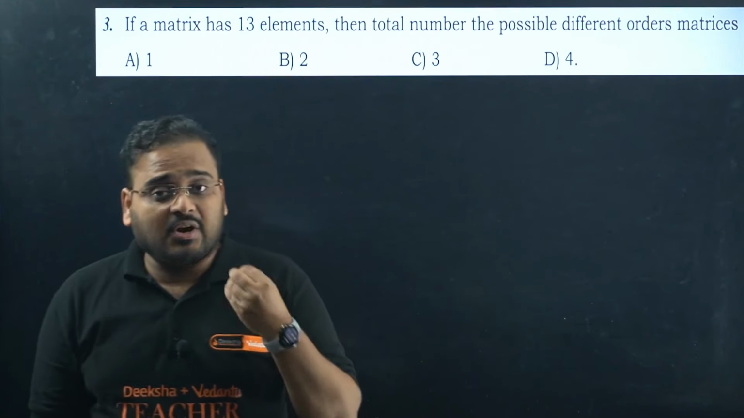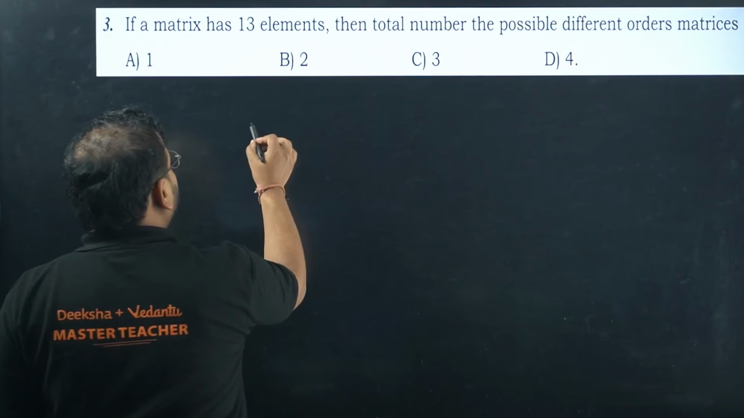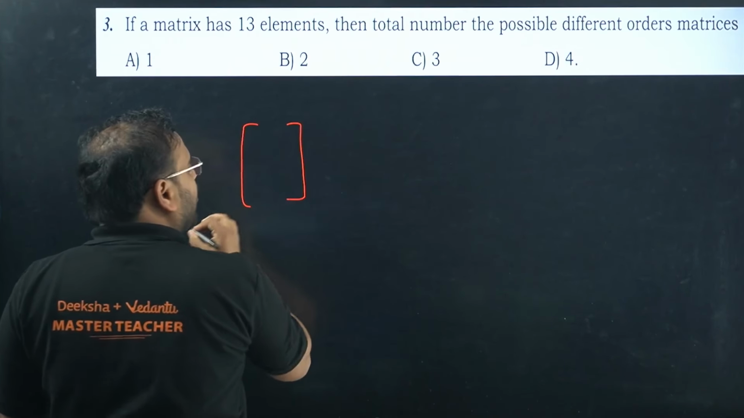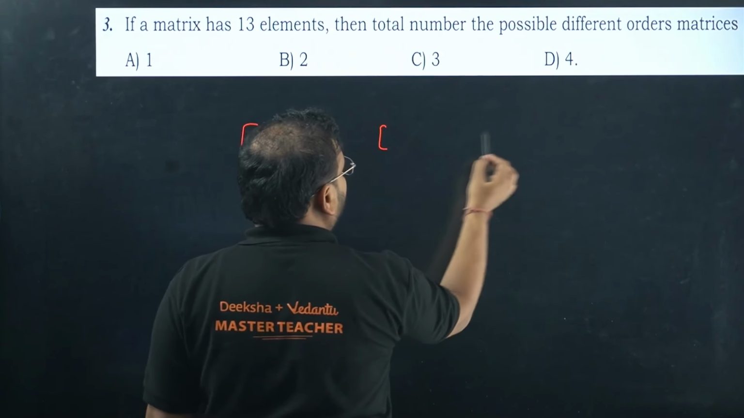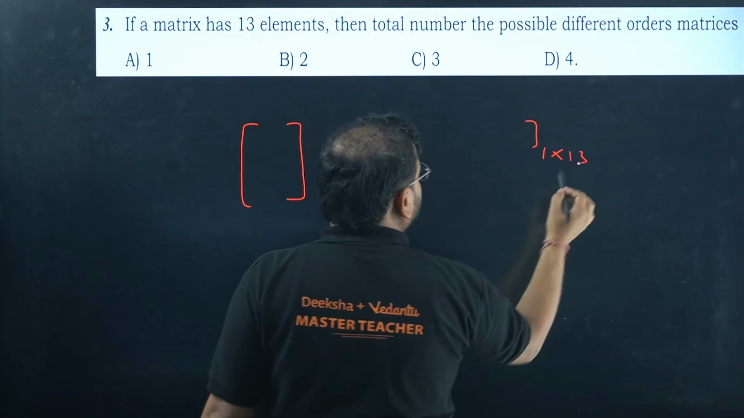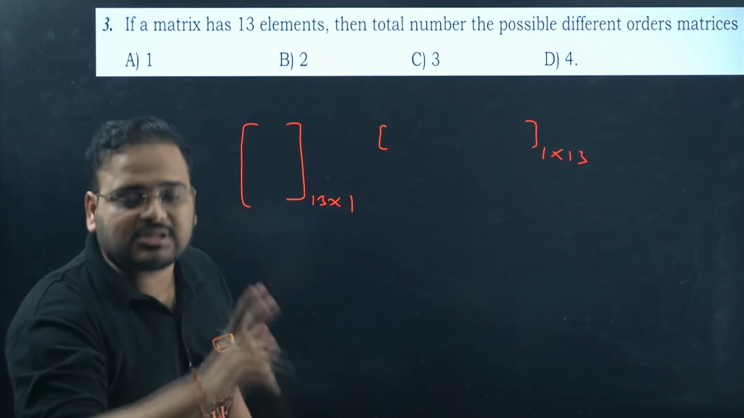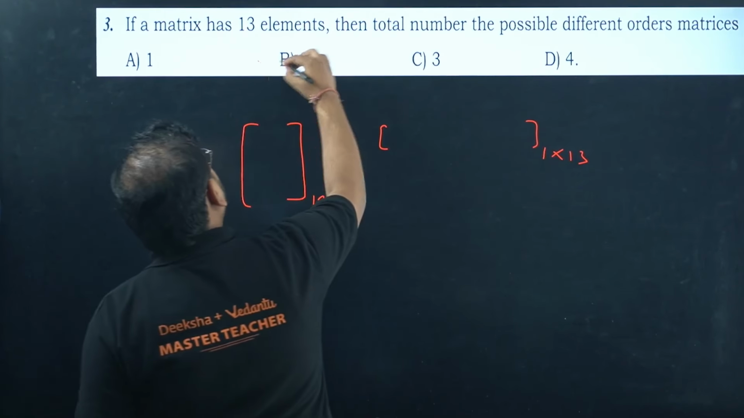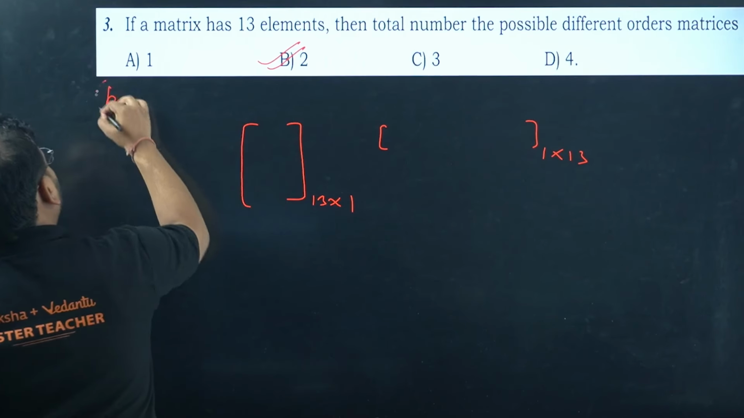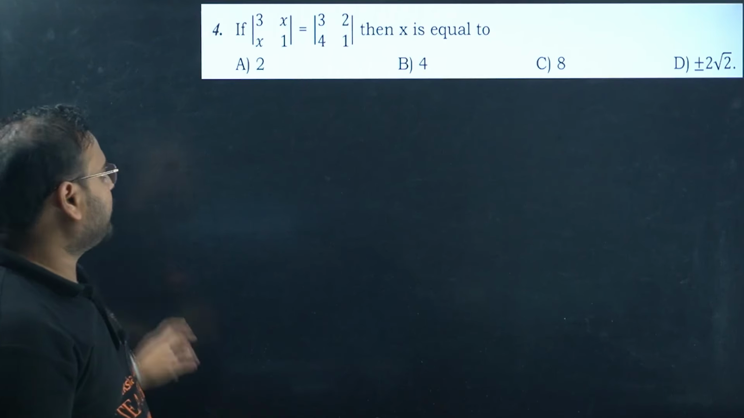If a matrix has 13 elements, then the total number of possible different orders will be what? Of course, we know that very well. It can be either a column matrix or a row matrix. Row means 1 cross 13, column means 13 cross 1. So we have only 2 such conditions. We have the answer as option B. Makes sense? Moving on to question number 4.